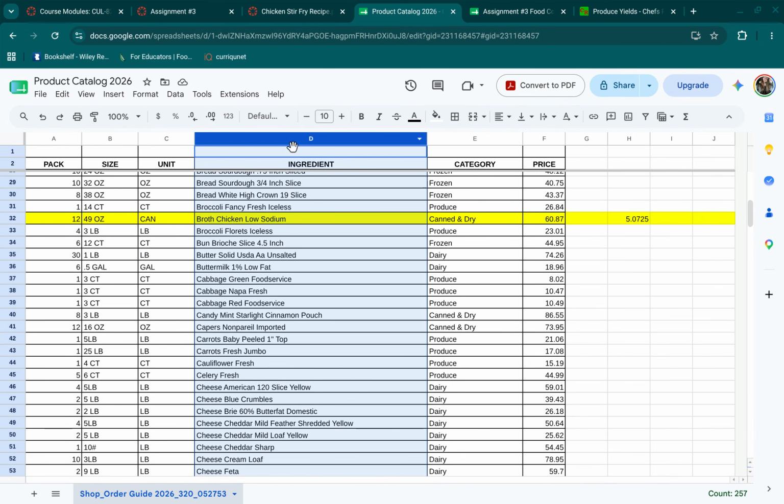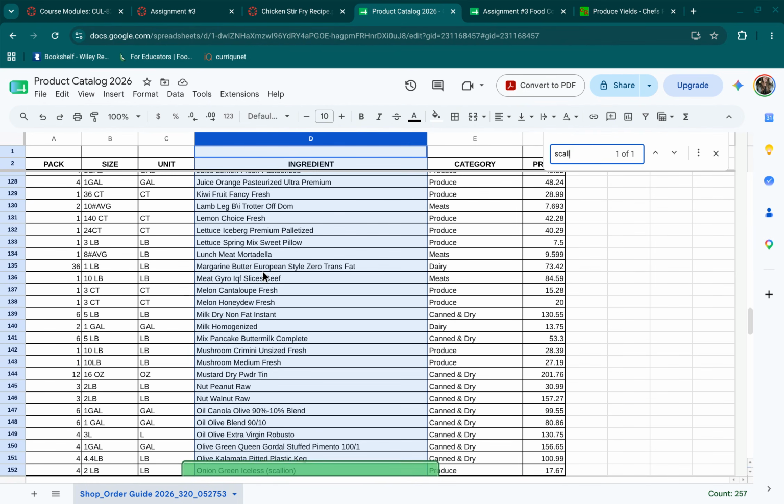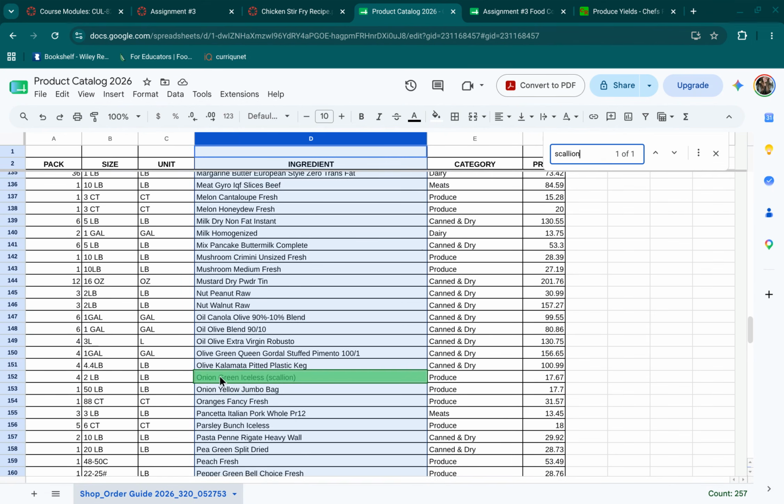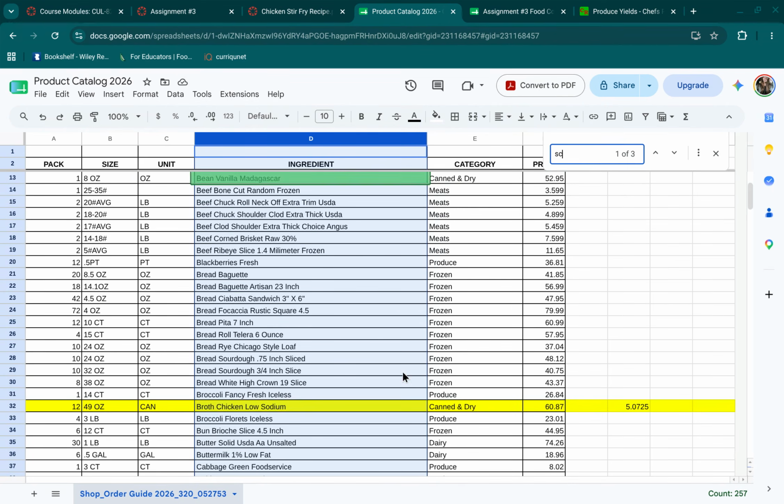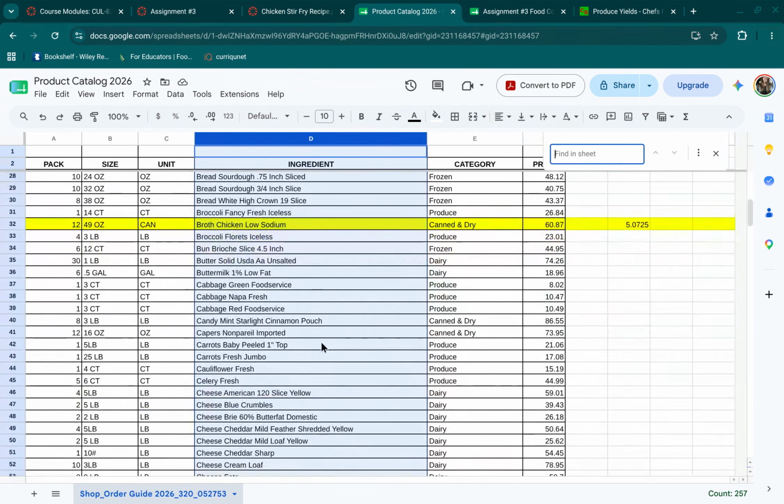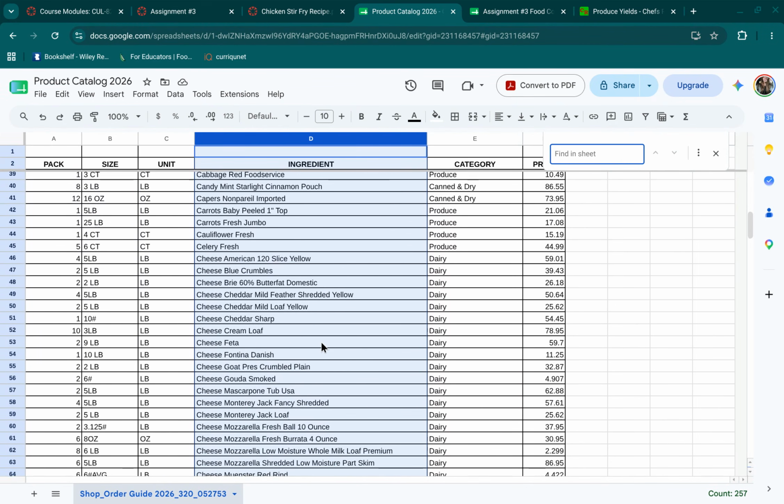Ingredient, this column is alphabetized. Sometimes an item isn't going to be in the place that you think it should be in. You could always hit Control F on your keyboard, and then you could type anything into here. So for example, I know at first we couldn't find scallions because it's actually listed as onion green iceless. Iceless just means it comes in a box, but it's not packed with ice, because sometimes produce is sold with ice on it.